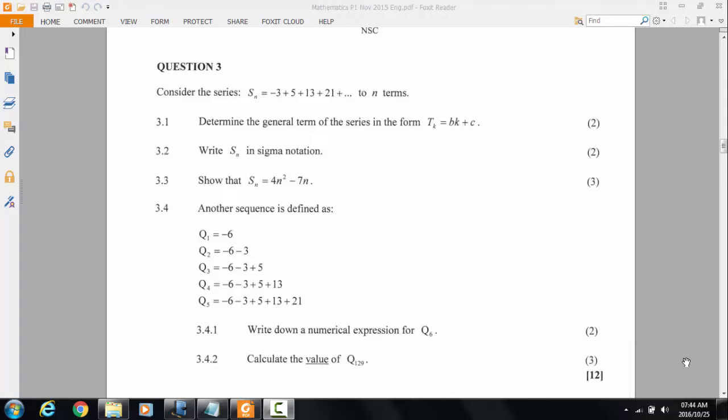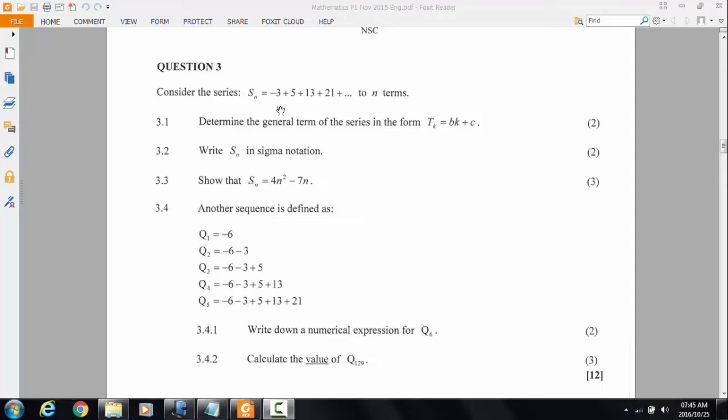Hi guys, so I'd just like to do question 3 of paper 1 2015. Much like question 2, it's a sequences and series question. In this case it says consider the series Sn is equal to minus 3 plus 5 plus 13. And you can see here that this is quite a simple little arithmetic sequence or series with a common difference.